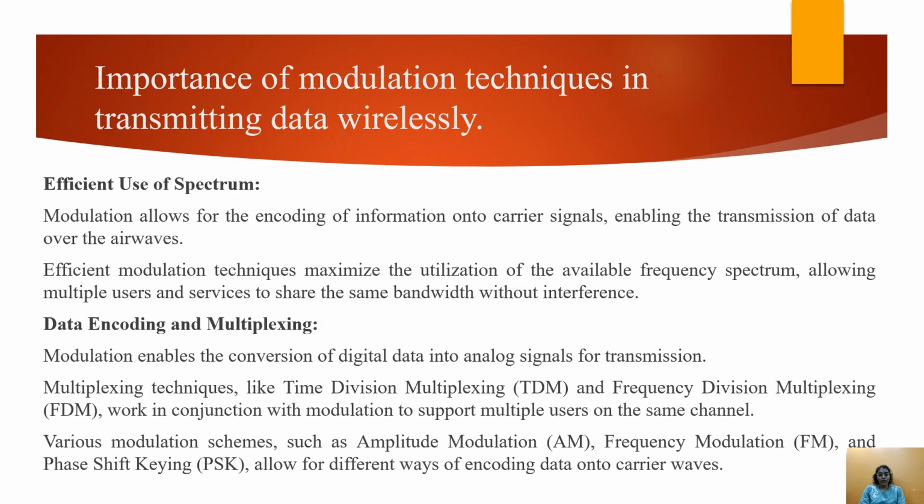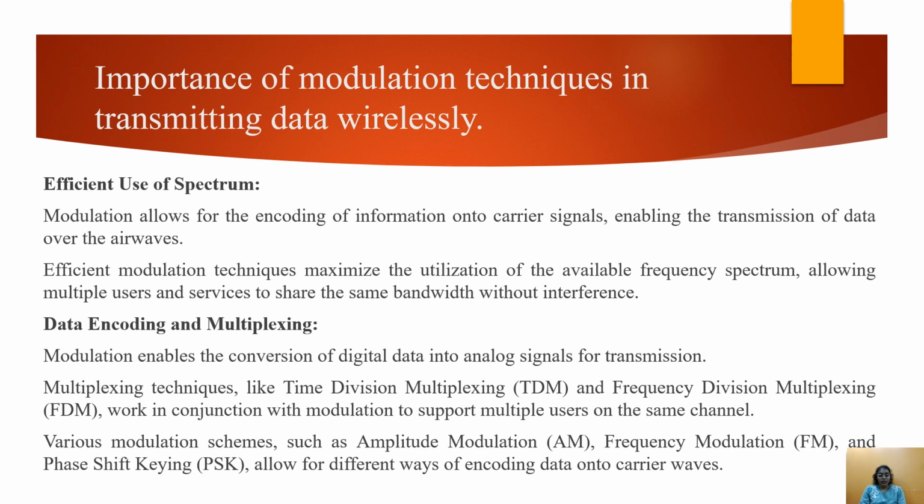Now let us know about the importance of modulation techniques in transmitting data wirelessly. So the first one is efficient use of spectrum. Modulation allows for the encoding of information onto carrier signals, enabling the transmission of data over the airwaves. Efficient modulation tactics maximize the utilization of the available frequency spectrum, allowing multiple users and services to share the same bandwidth without interference.